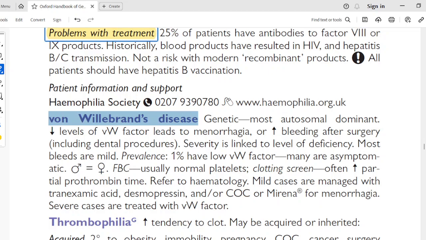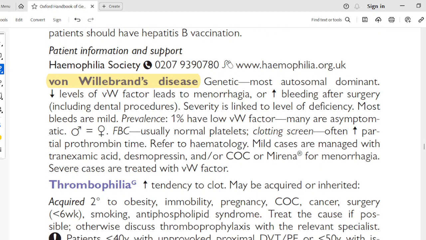Hemophilias done. Now, this is von Willebrand disease. Genetic, most commonly autosomal dominant, and a common disease. Decreased level of von Willebrand factor leads to menorrhagia, increased bleeding after surgery, including dental procedures. Severity is linked with level of deficiency. Most bleeds are mild. Prevalence is 1%, 1% have low von Willebrand factor. Many are asymptomatic. Males and females are affected in equal ratio because it's autosomal dominant.